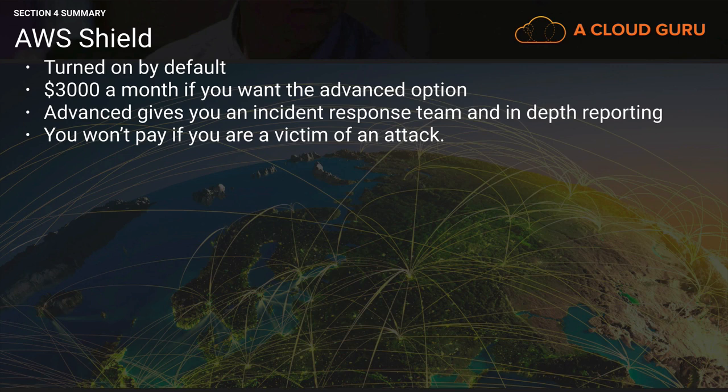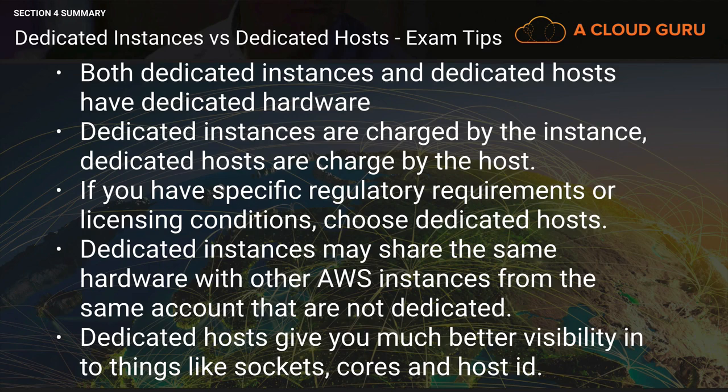We're going to have a whole section on DDoS mitigation coming up. It is turned on by default. If you want the more advanced option, it's going to be $3,000 a month, and the advanced gives you an incident response team that you can talk to, as well as in-depth reporting on incidents. And the great thing about it is you won't pay for the resources that are consumed if you're a victim of an attack. Moving on to dedicated instances versus dedicated hosts.